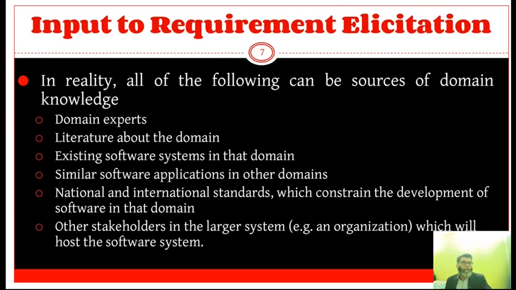Inputs to the requirement elicitation. In reality, all of the following can be the source of domain knowledge. That is, the required information can be obtained from domain experts, literature about the domain, existing software systems in that domain, similar software applications in other domains, national and international standards which constrain the development of software in that domain, and other stakeholders in the larger system, for example, an organization which will host the software system.